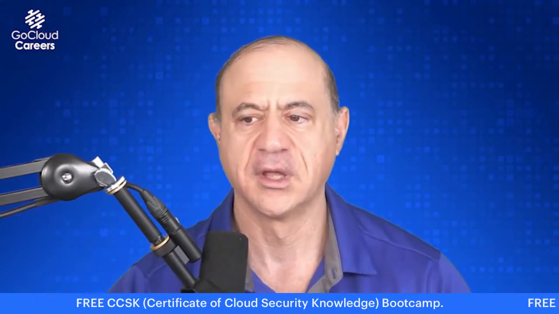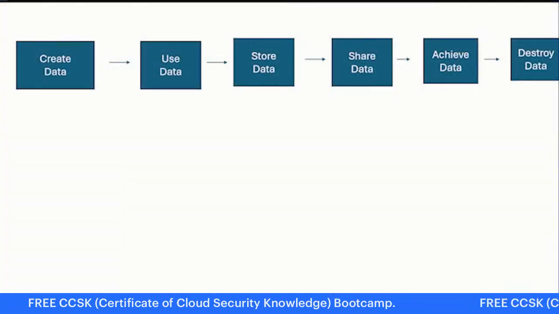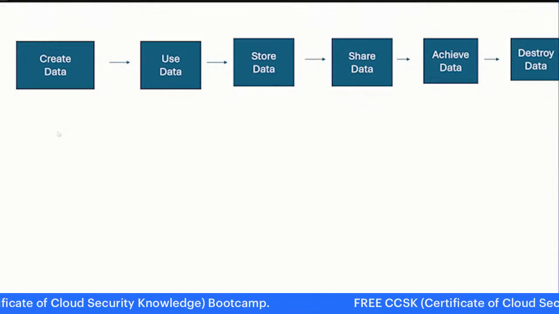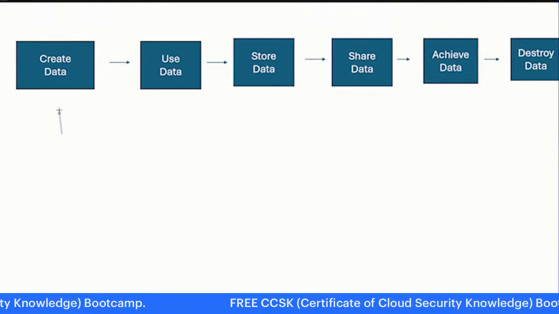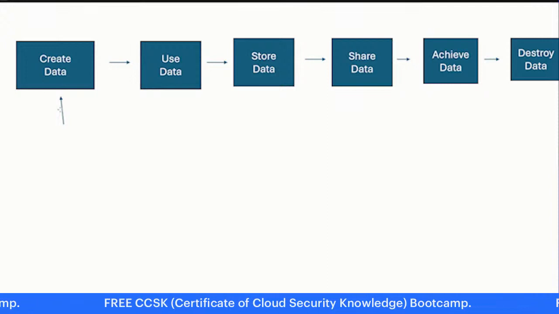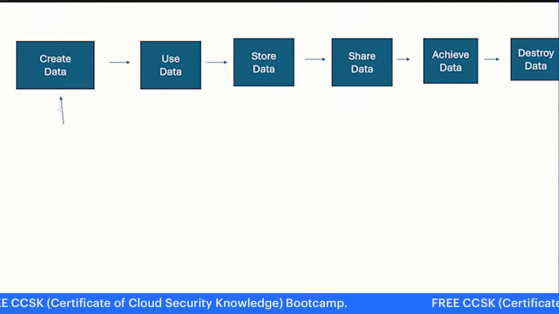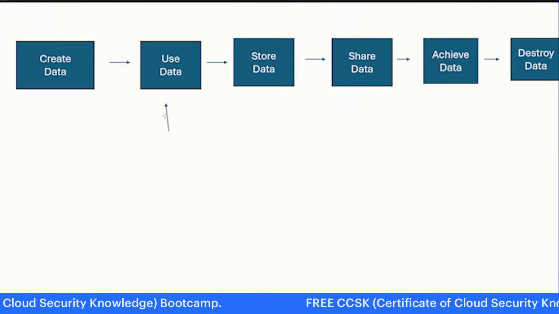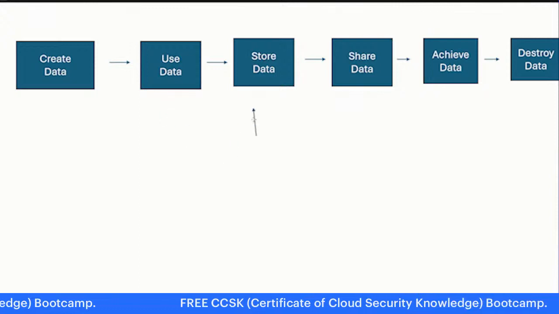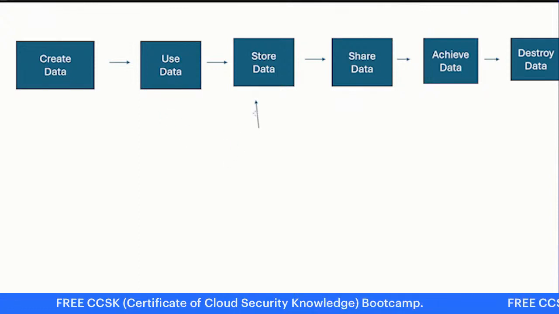Now we're going to discuss cloud data security. And the first thing I want to talk about is the cloud data lifecycle. In the cloud data lifecycle, it's going to be from the time the data is created to the time the data is destroyed. And there's several phases along the way. The first thing we're going to do is create the data. Now, creating data, if we don't use it, is going to be meaningless. So we're going to use the data for something. And when we're done using it, we're going to store that data.